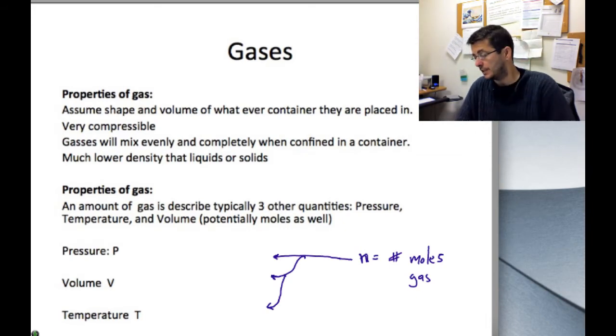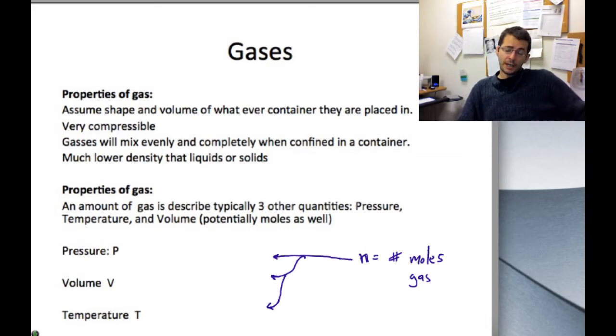Now, it turns out that these quantities are not independent of one another, and so we can change one of these variables and it alters the other ones. So in the early to late 1800s, scientists were working with gases, started to tease out these relationships between pressure, volume, and temperature, and recognizing that the quantities associated with each of these are related.